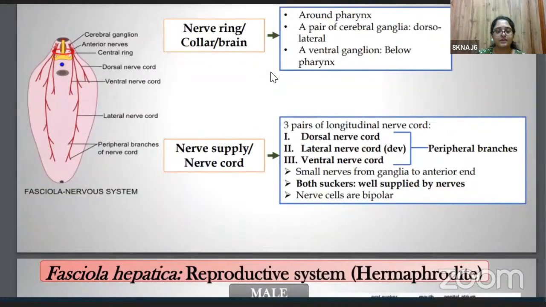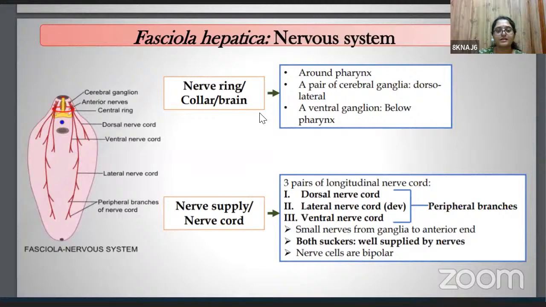When it comes to the nervous system of the liver fluke, you get to see that there's a basic nerve ring or a collar. You have the cerebral ganglion. These are the anterior nerves. And this is the central nerve ring that is present over here, from which you have the dorsal nerve cord and the ventral nerve cord. And these are the lateral nerve cords that are coming over. And these have peripheral branches from the lateral nerve cord itself. So this is present around the pharynx.